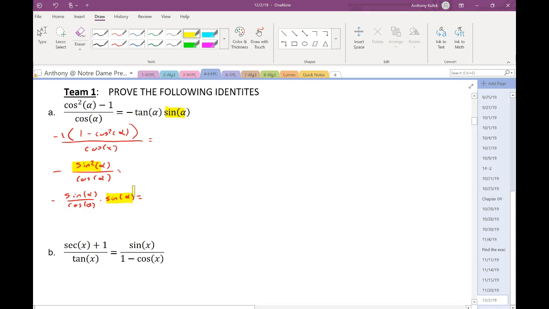And now that sine alpha is locked. It's exactly where it needs to be. I'm not going to touch that again. I have the negative sign out front. That's all set. All I need is somehow to turn sine over cosine into tangent. Well, wait a minute. It's exactly what tangent is, isn't it? So we're done. Okay with that, Brock?